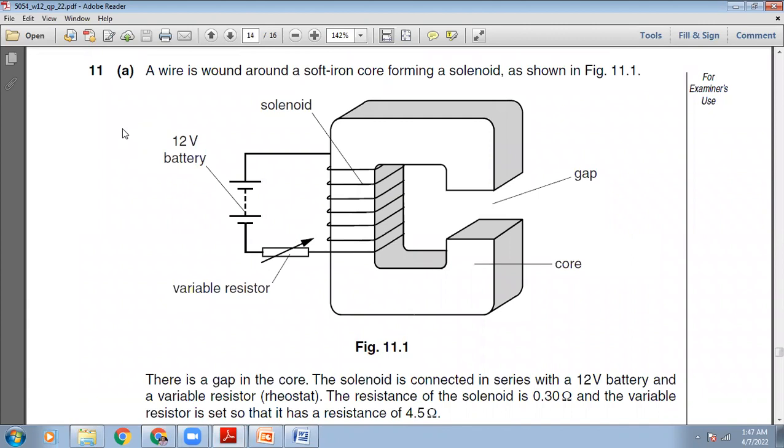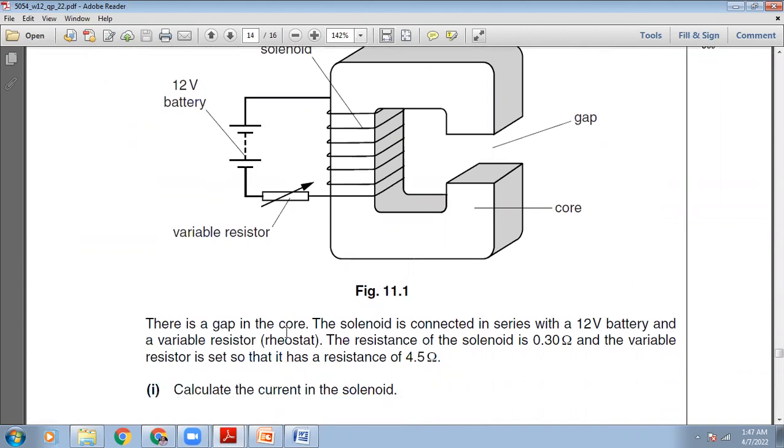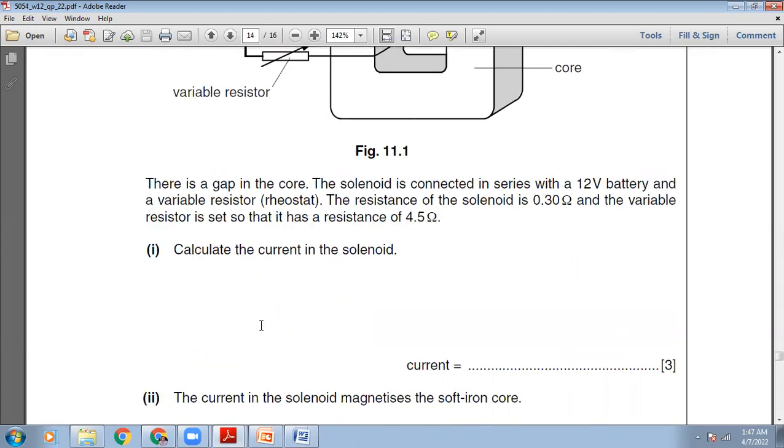A wire is wound around a soft iron core forming a solenoid, as shown. There is a gap in the core. The solenoid is connected in series with a 12-volt battery and a variable resistor, a rheostat. The resistance of the solenoid is 0.30 ohm, and the variable resistor is set so that it has a resistance of 4.5 ohm. Calculate the current in the solenoid.